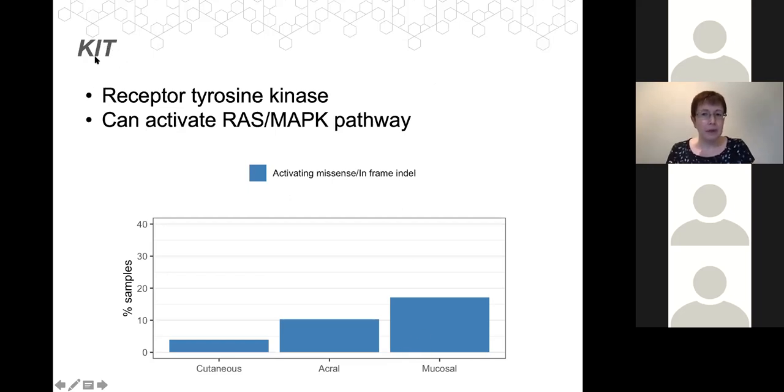KIT is another mutated gene. It is a receptor tyrosine kinase, and it can activate the RAS-MAP kinase pathway. Below is showing activating missense mutations and in-frame indels in the various subtypes. We can see that cutaneous melanomas have fairly low frequency, but they're more common in acrals and particularly mucosals.